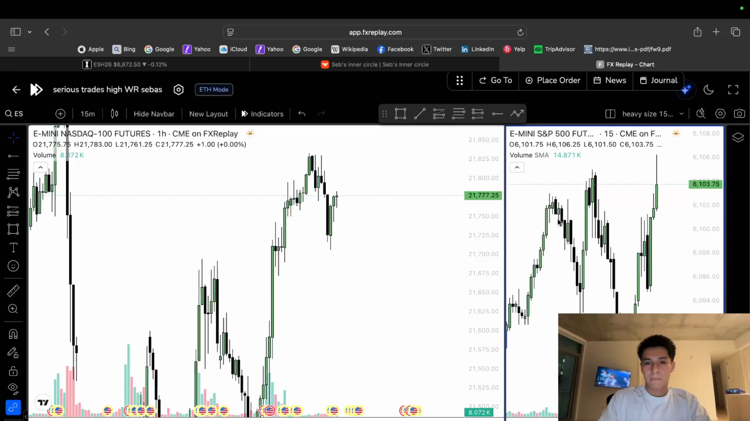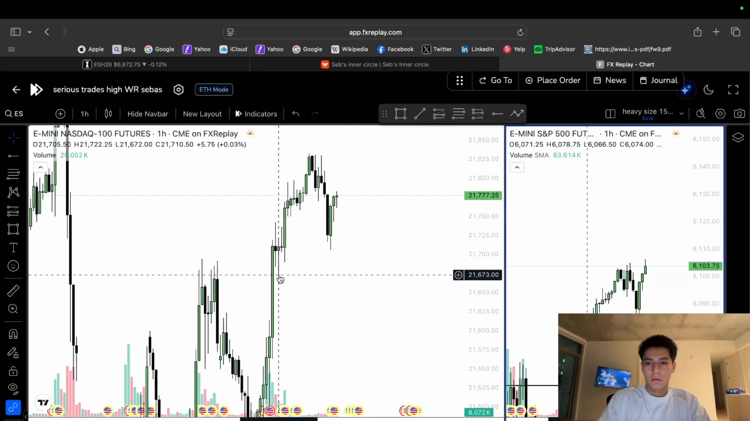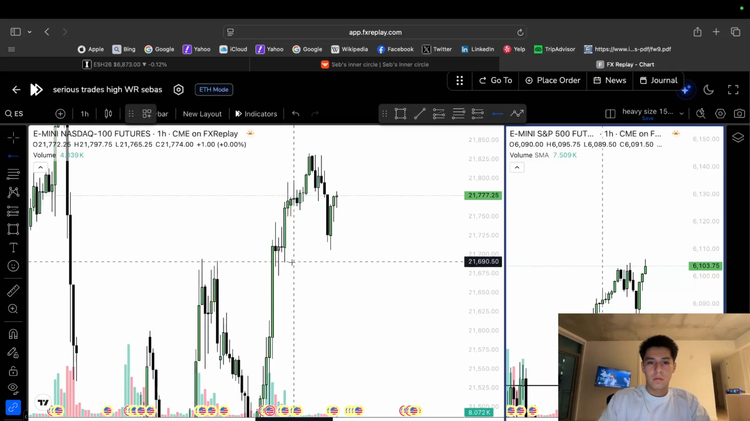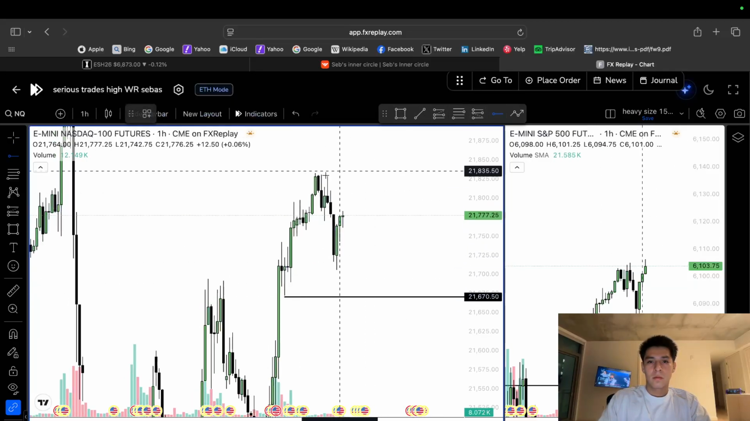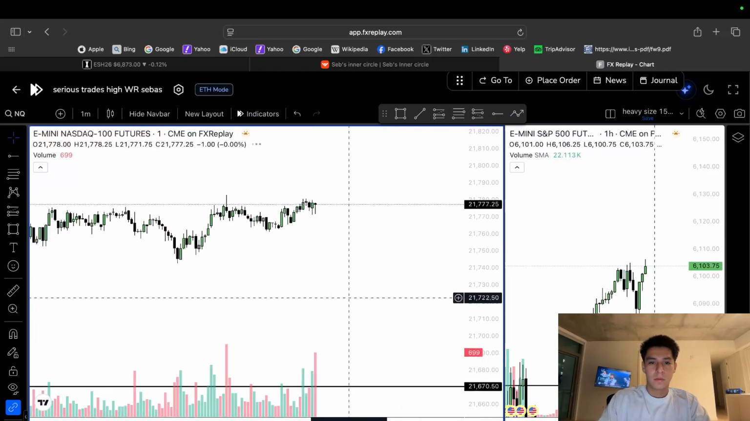All right. Boom, boom, boom, boom, boom. Okay, we have this low, equal highs above, and then pretty tight range. So I want to be careful here.